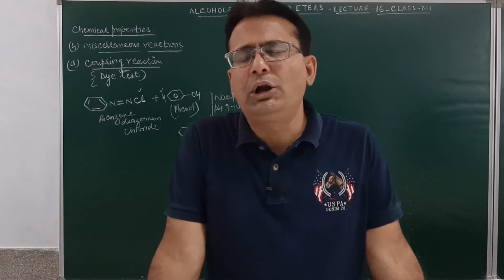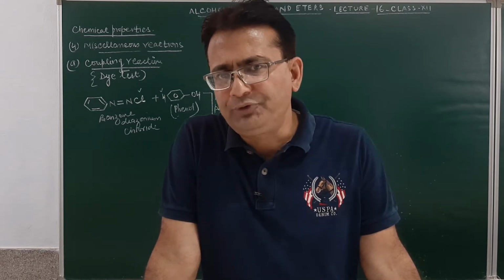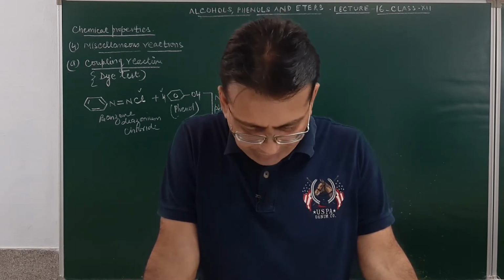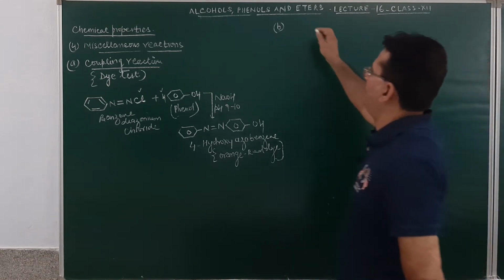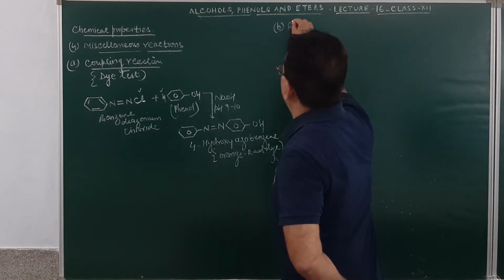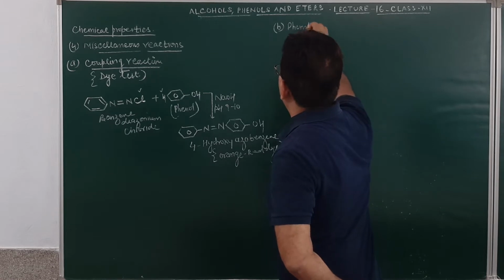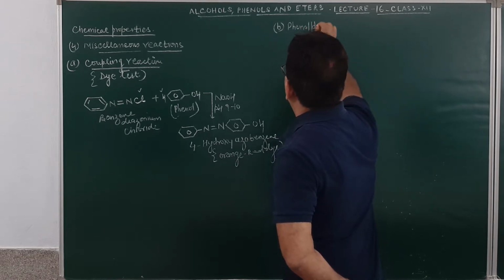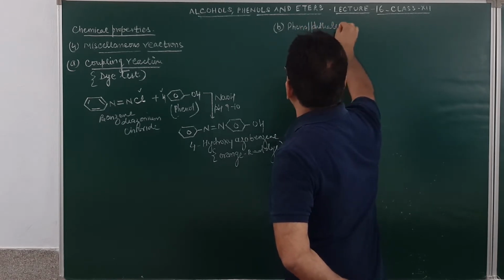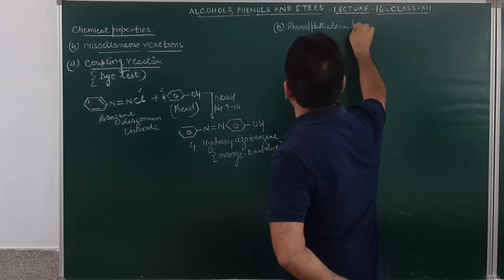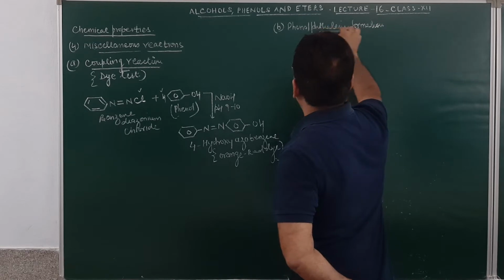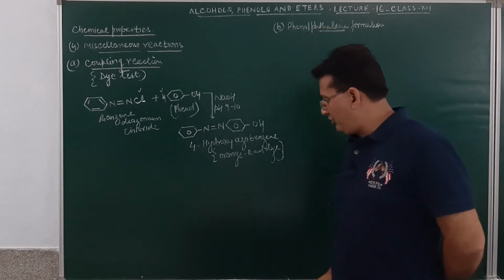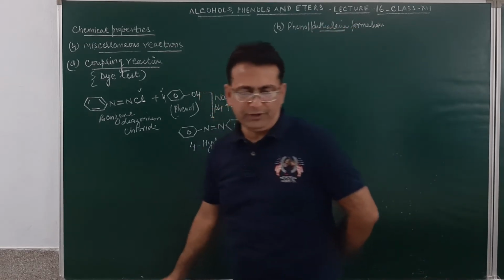Now look at another reaction, which is a miscellaneous reaction, and this will be the formation of phenolphthalein. Phenolphthalein, we know, is an indicator. So, how do we carry out the reaction? Phenolphthalein formation, another very important reaction. Just see, student, over here. Phenolphthalein, you must have heard, is an indicator.